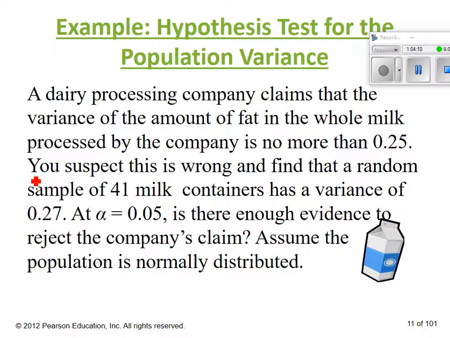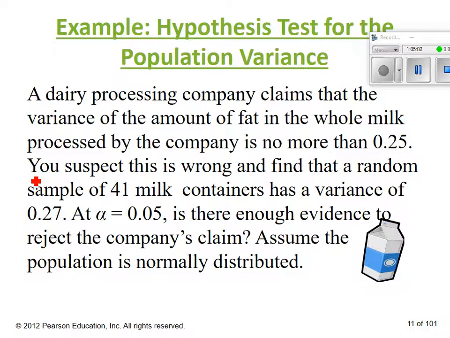So all I'm going to do is this problem. We'll see if we do it right. I haven't even done any of these yet, so hopefully I don't mess it all up. Their claim is that their variance is 0.25. You do a sample of 41, and you find that your variance, your s squared, remember that's for a sample, and this is for a population, is 0.27. And your alpha this time is 0.05.